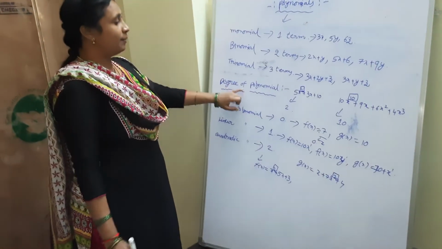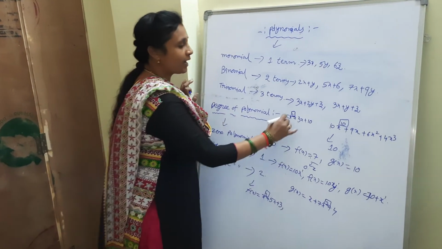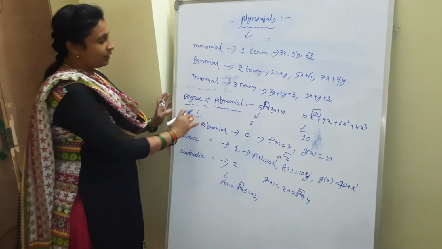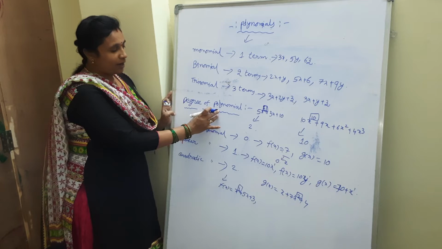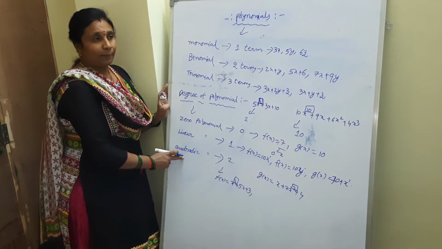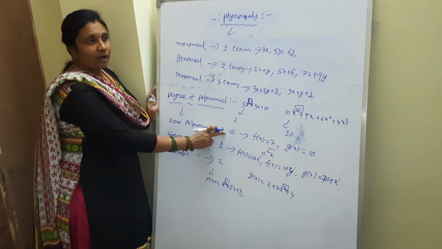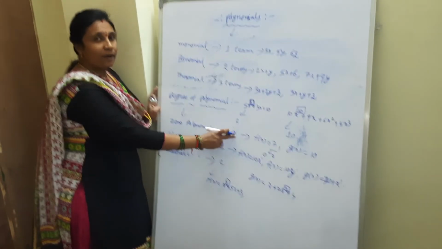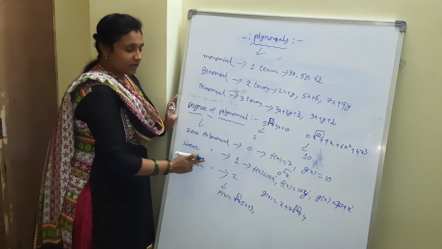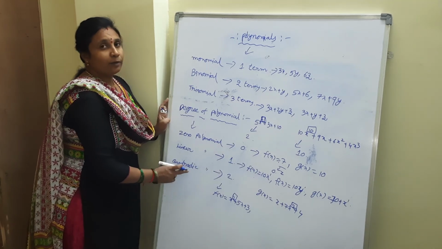This is based upon the degree of polynomial. The highest power is known as the degree of polynomial. Based upon the degree, polynomials are divided into zero polynomial, linear polynomial, and quadratic polynomial. If a polynomial contains the degree 0, it is called a zero polynomial. If it contains the degree 1, it is called a linear polynomial. If it contains the degree 2, it is called a quadratic polynomial.